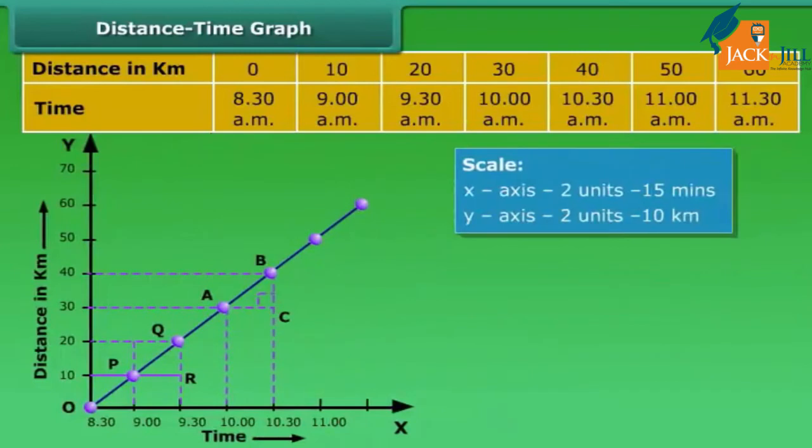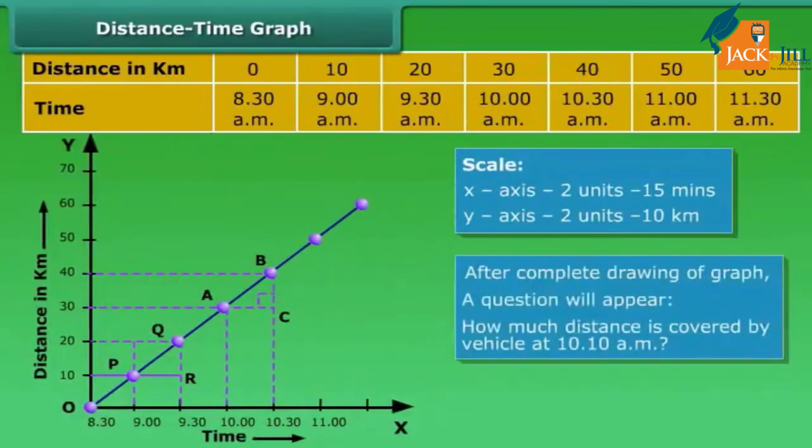Now plot the points on the graph paper, each point presenting a specific combination of distance and time values. Join all the points on the graph to get a linear distance-time graph, which shows that the vehicle is moving at a constant speed. From this graph, we can calculate the distance covered by vehicle at a particular moment. We can calculate the time at a particular distance from the starting point. In the same way, we can calculate speed also.